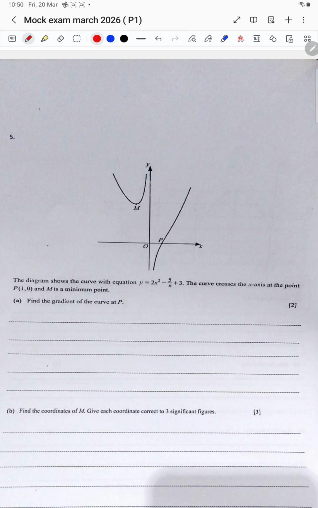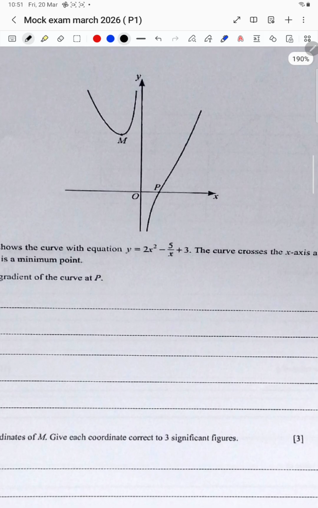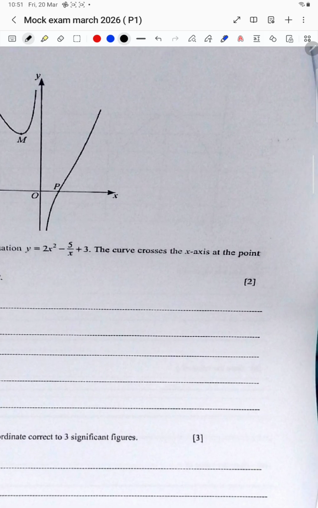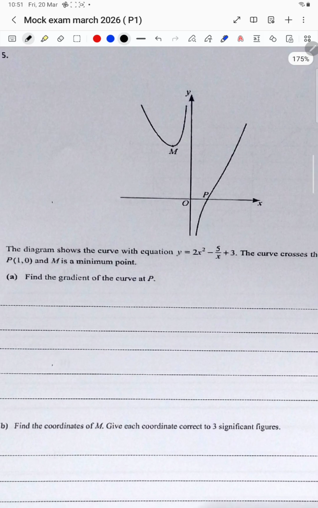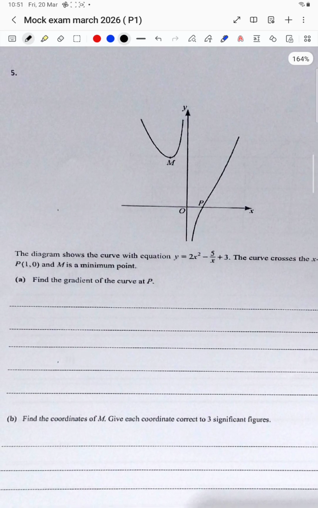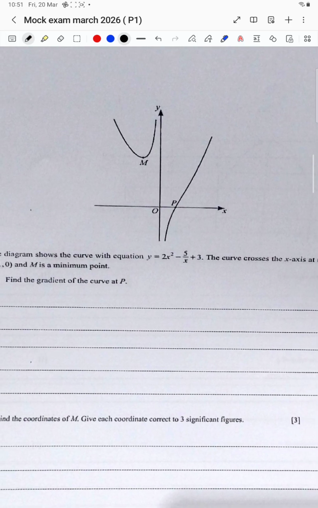Here goes question number 5. Question number 5 states: the diagram shows the curve with the equation y equal to 2x square minus 5 by x plus 3. The curve crosses the x-axis at the point P and M is the minimum point. Find the gradient of the curve at P.